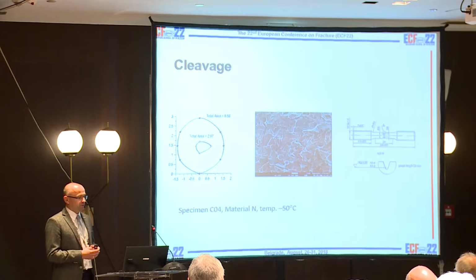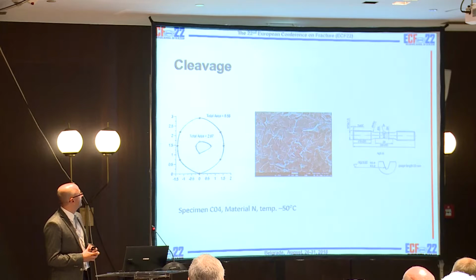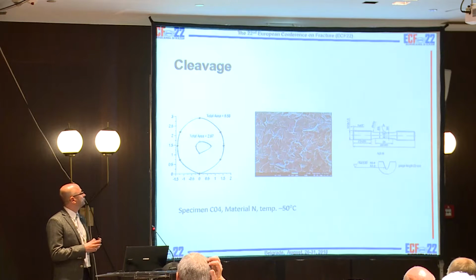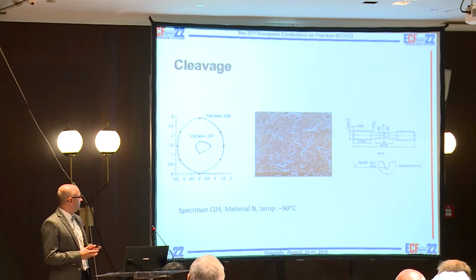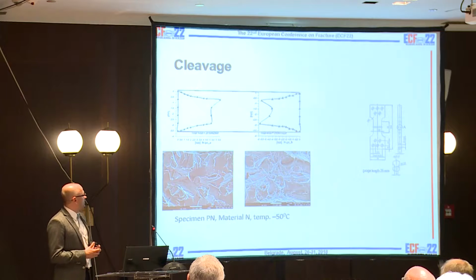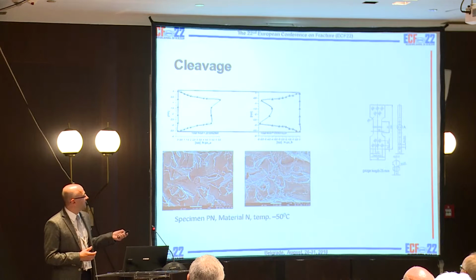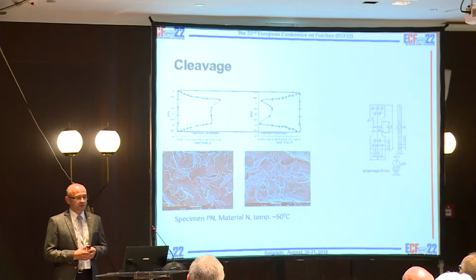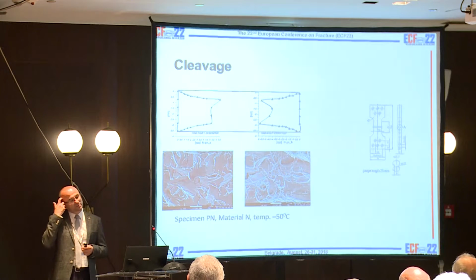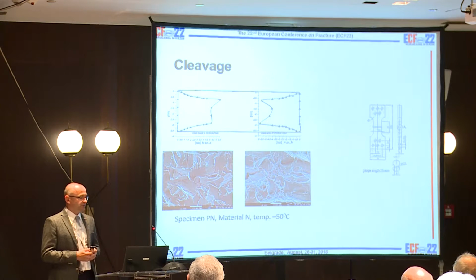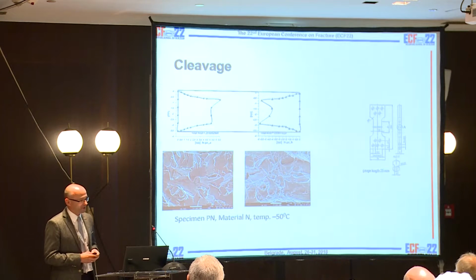So here we have CO4 specimens. As you can see, the external area failed due to cleavage, and this core zone still broke due to ductile mechanism. Next specimen, PM. This is a flat specimen with a kind of side grooves on the surface. This specimen also shows traces of cleavage, so we have two zones in the shape of W, which broke due to cleavage, and they were separated by an area of ductile fracture.